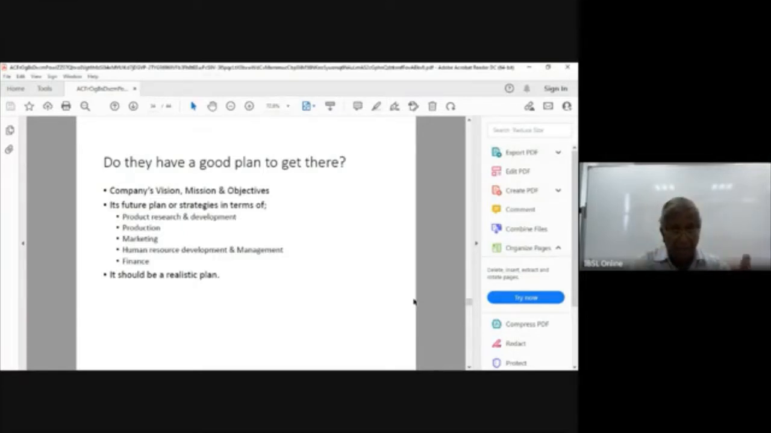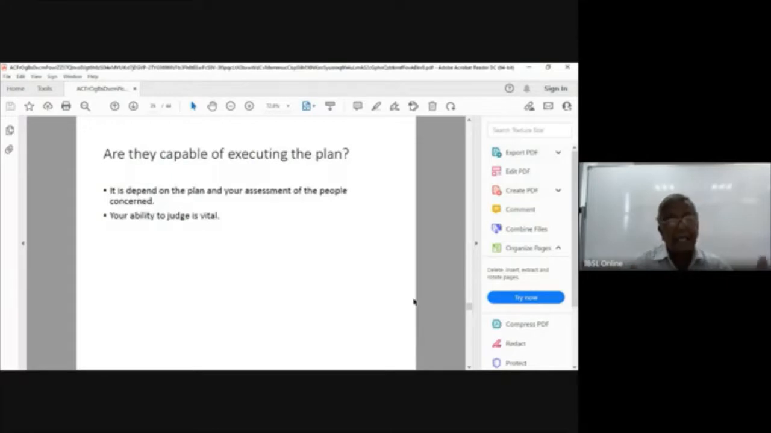So they must have a clear plan, strategies for these activities. What do they want to do in future years? So they must have a realistic plan. We call it a corporate plan. They must have a realistic corporate plan, achievable plan. Are they capable of executing the plan? They can have a beautiful plan, but are they capable? It depends on the plan and your assessment of the people concerned. So by discussing with them, you must assess whether they are capable of implementing and achieving that plan.